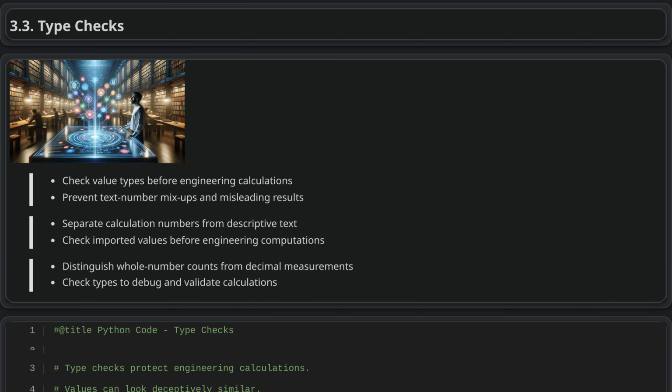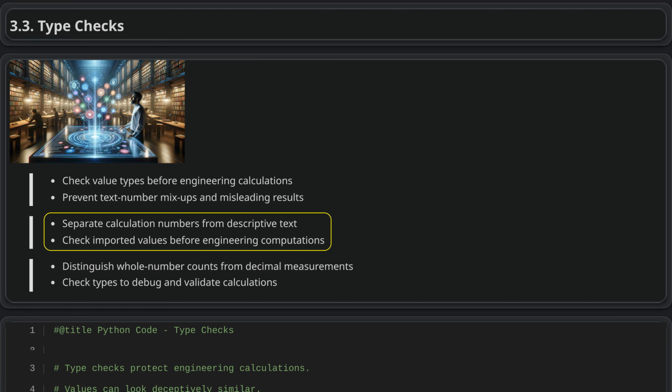Type checks. Type checks help ensure that values from sources like keyboard input or files are suitable for the calculations you want to perform. In Python, every value has a type, which determines how it can be used. Measurements should be stored as numbers, while labels should remain text. Checking types helps prevent failed or unreliable calculations, especially in engineering work where accuracy matters.